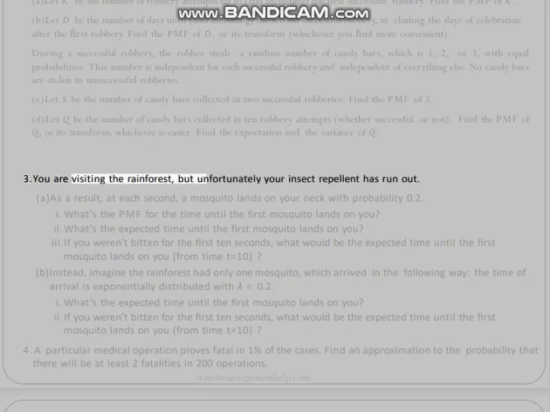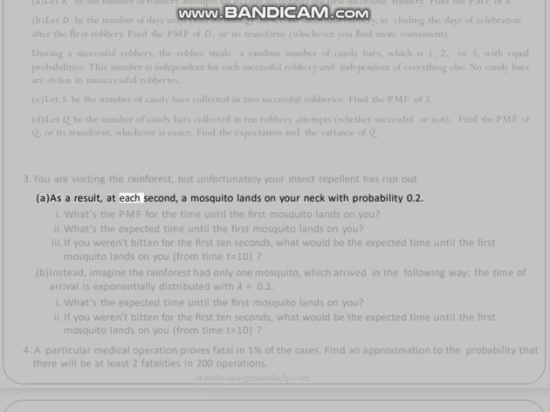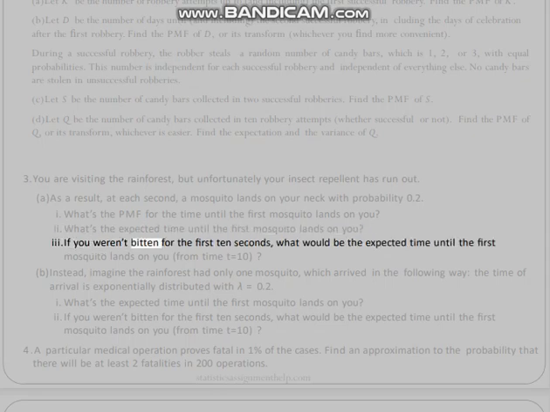3. You are visiting the rainforest, but unfortunately your insect repellent has run out. A. As a result, at each second, a mosquito lands on your neck with probability 0.2. 1. What's the PMF for the time until the first mosquito lands on you? 2. What's the expected time until the first mosquito lands on you? 3. If you weren't bitten for the first 10 seconds, what would be the expected time until the first mosquito lands on you, from time t equals 10?